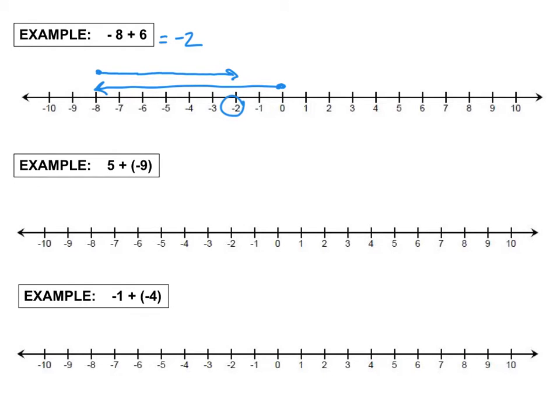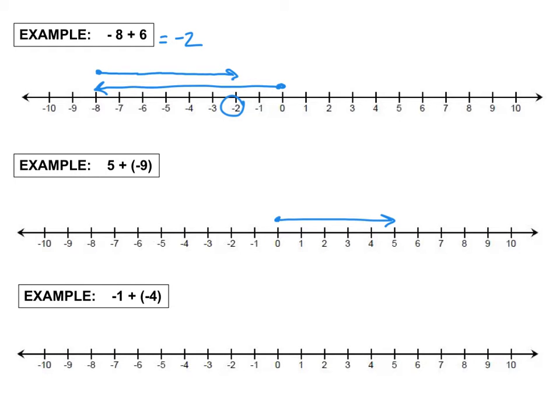All right, let's look at the next example. I have 5 plus negative 9. Again, I'm going to start at 0. I'm going to go to positive 5.